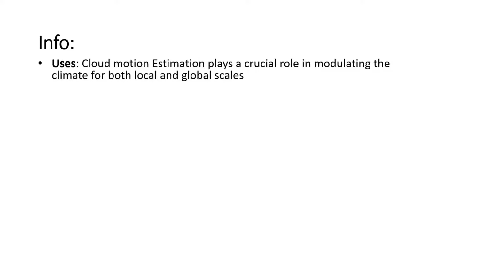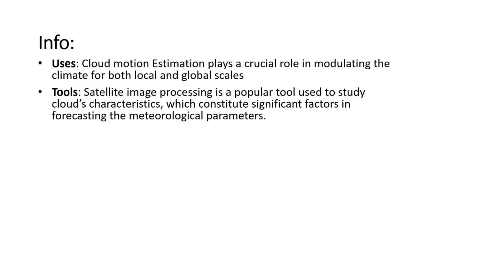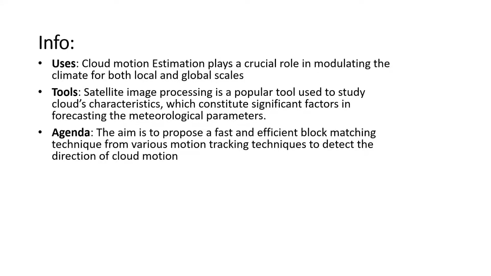So let's talk about some basic info regarding Cloud Motion Estimation. It plays a very crucial role in weather predictions all around the world by tracking its direction of motion, giving us the predicted destination of it at a particular instant of time. This uses satellite cloud images in order to study the characteristics of the cloud, which contributes to forecasting the meteorological parameters. Our aim is to propose a fast and efficient block matching technique from the various motion tracking techniques in order to detect the direction of cloud motion.